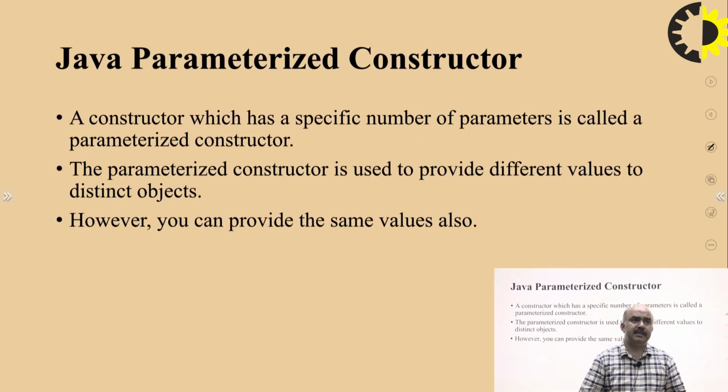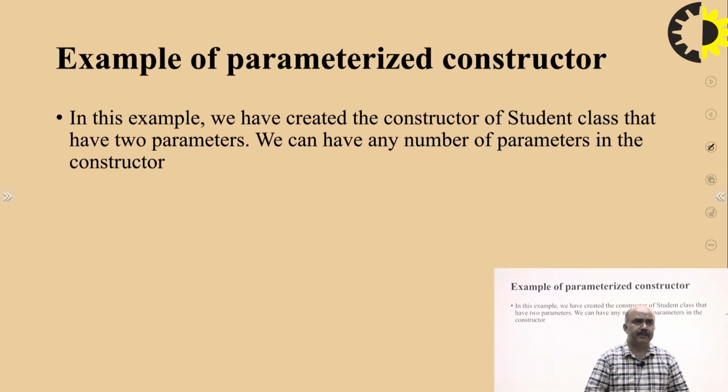The next one is the constructor with parameters. Here the constructor specifies a number of parameters, and it is called a parameterized constructor. A parameterized constructor is used to provide different values to distinct objects. You can also provide the same values to those objects, depending upon the requirements.